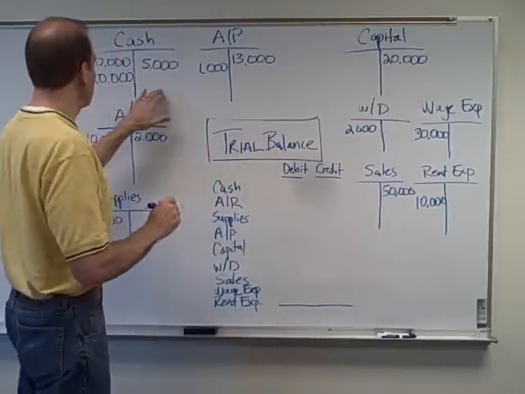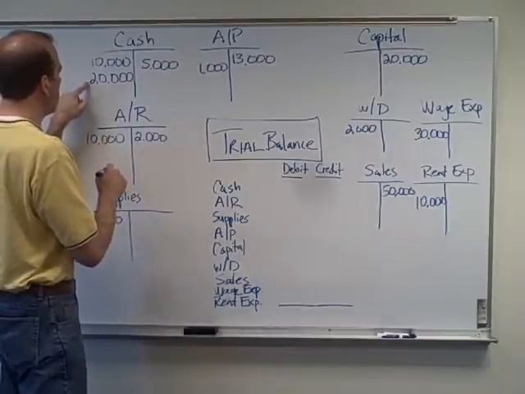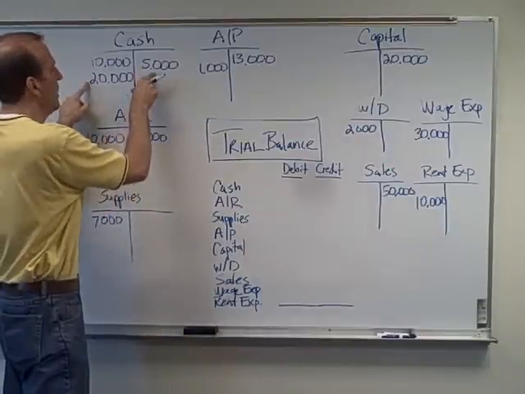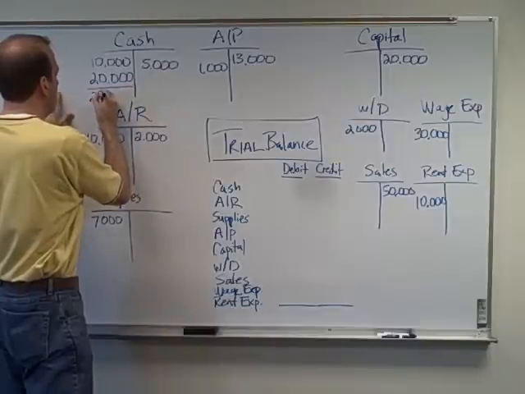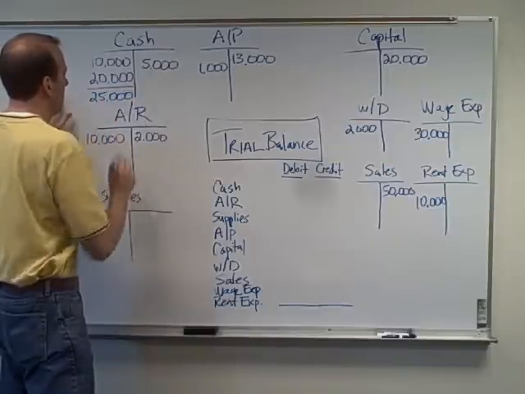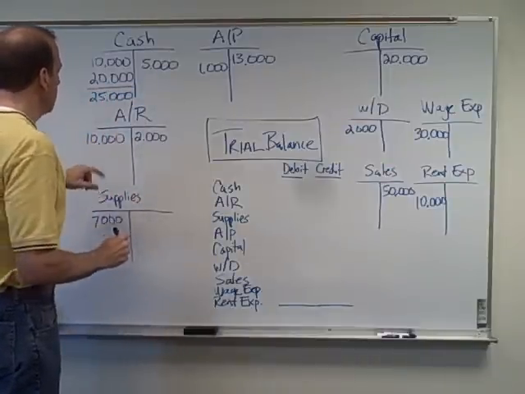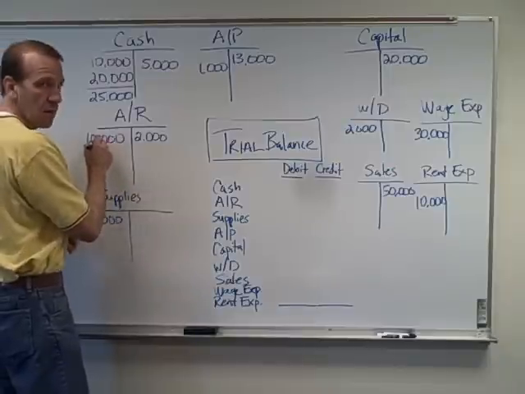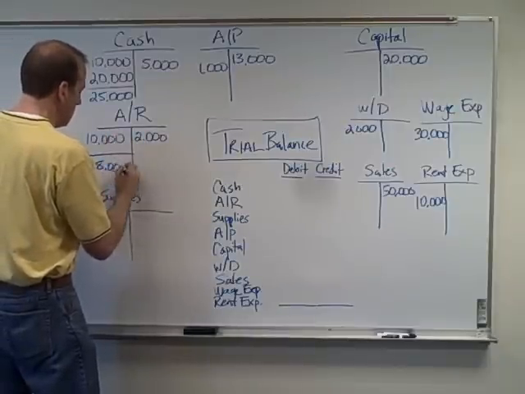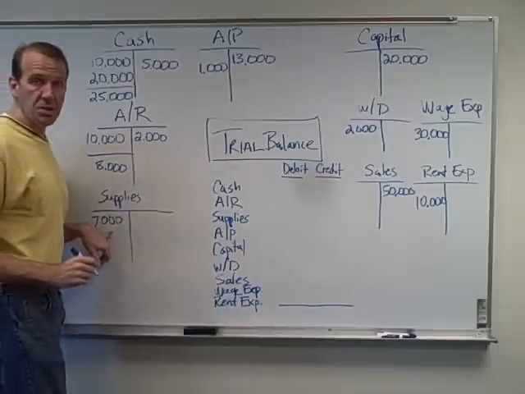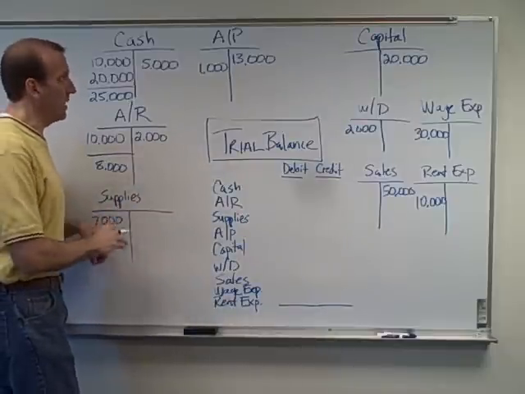So let's start with cash here. We have 30,000 debit plus a 5,000 credit. So that means that we have 25,000 as a balance, okay? Now in accounts receivable, we have a 10,000 debit and a 2,000 credit, so we have an 8,000 balance. Looks like there was only one transaction in supplies, 7,000, so there's our balance.